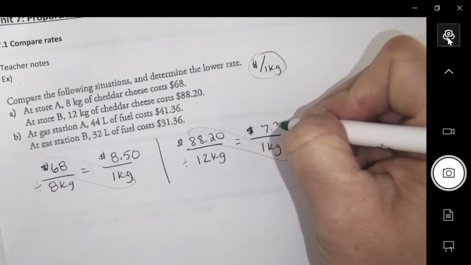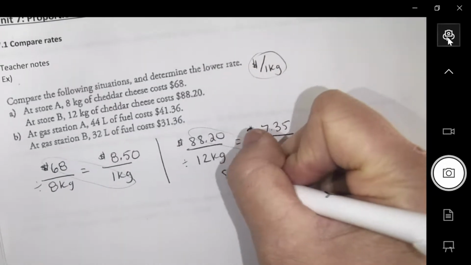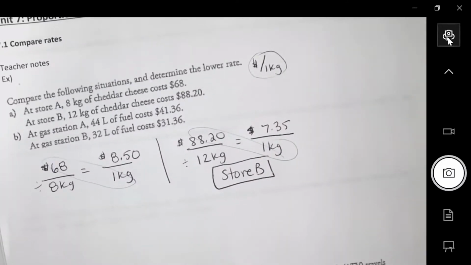So $7.35. Okay, so we need to answer the question: store B will have the better price. Okay, can you try question B on your own?